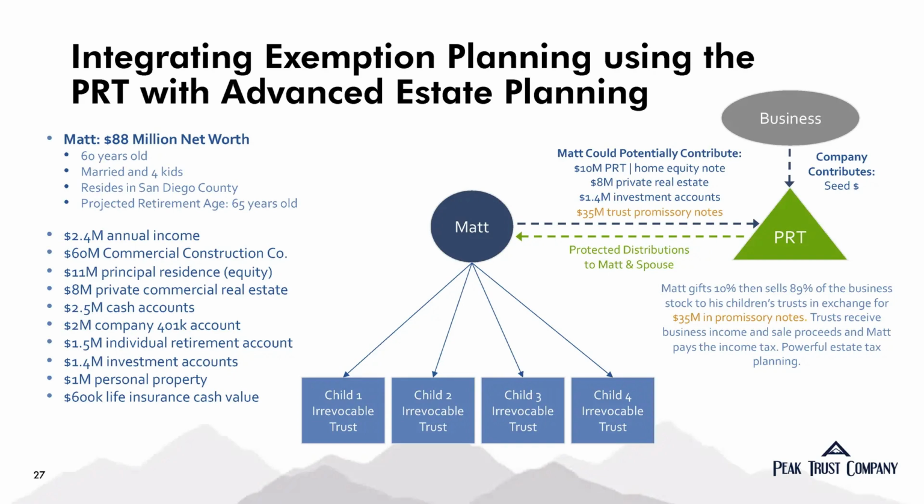Now, the trust receives the business income and sale proceeds, and Matt pays the income tax, right? So now we have the powerful interplay of the grantor trust rules, right? Allowing for the client to maintain the obligation to pay the tax. We've moved a big chunk of money out of his estate. And what's the net benefit? He saved $53 million in estate tax over his life expectancy doing this transaction, and he exempted $54 million for his future retirement. Not a bad result.